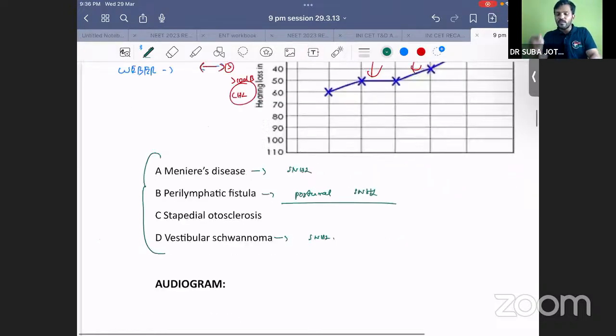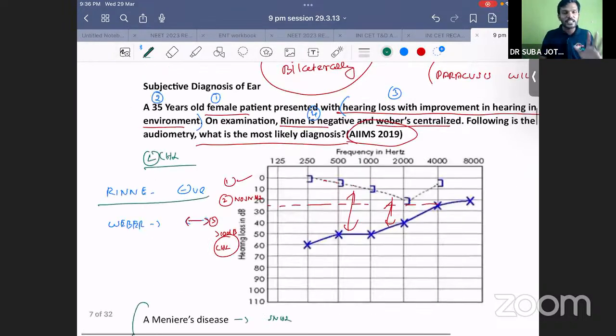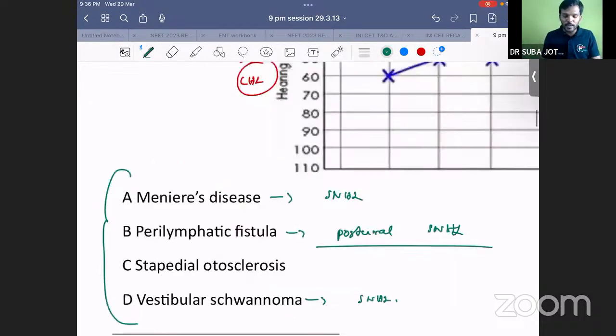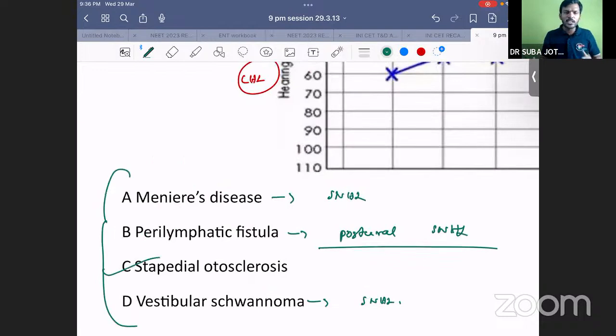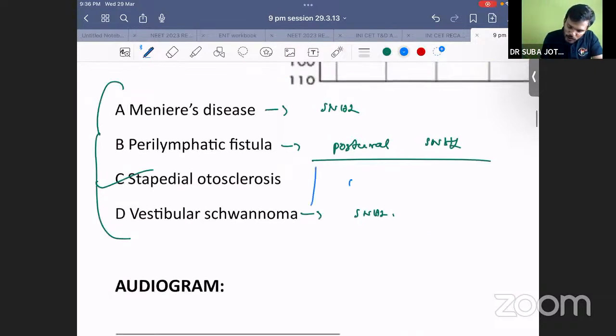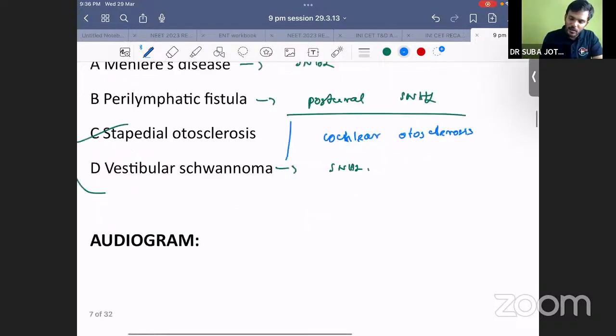So out of all these options, if you diagnose conductive hearing loss with the audiogram itself, you could easily say this question is stapedial otosclerosis. So what is stapedial otosclerosis? What are the other types of otosclerosis? See, cochlear otosclerosis is a type which can cause SNHL.